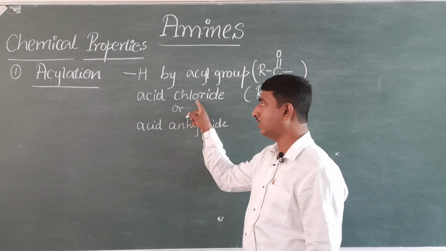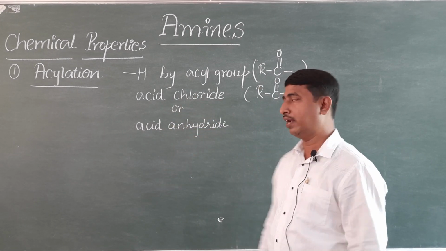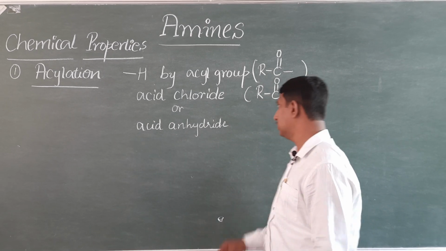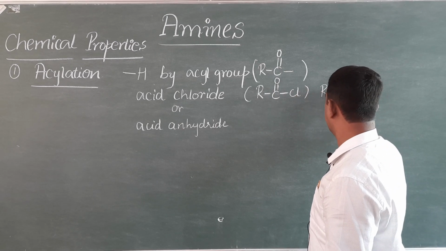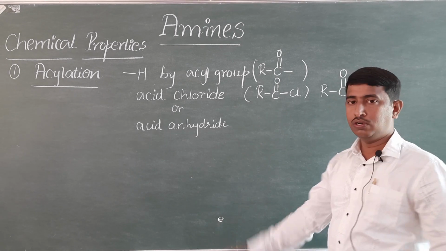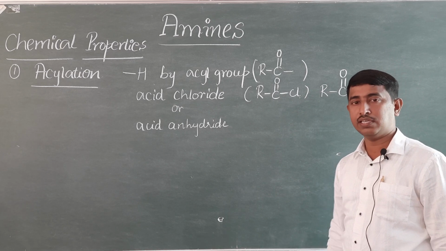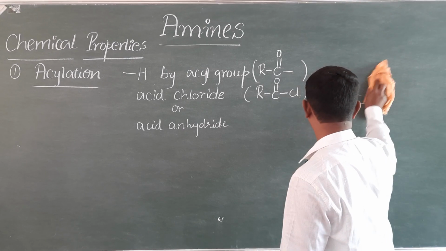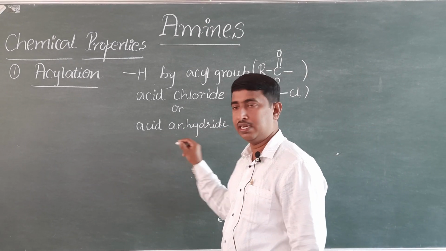Why are they named acid chloride and acid anhydride? Because acid chlorides and acid anhydrides are compounds derived from carboxylic acids. The carboxylic acid formula is R C double bond O OH. Here OH is replaced by Cl, and we call it acid chloride. The second compound is acid anhydride.